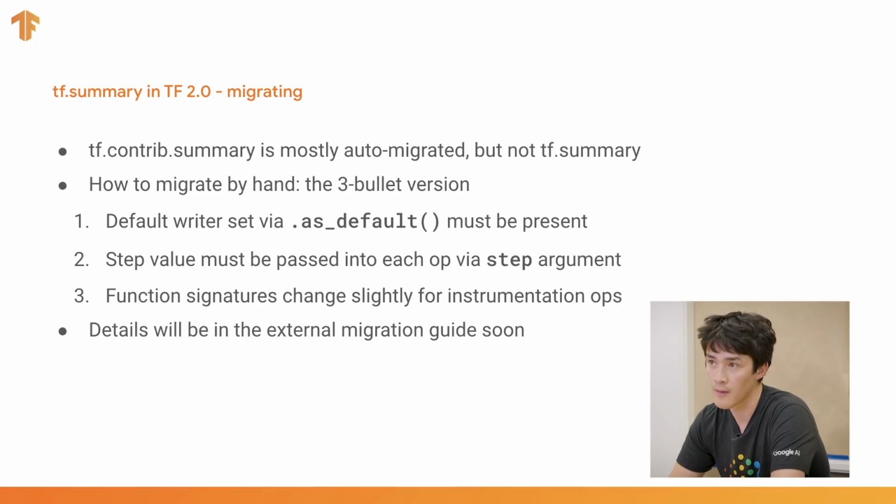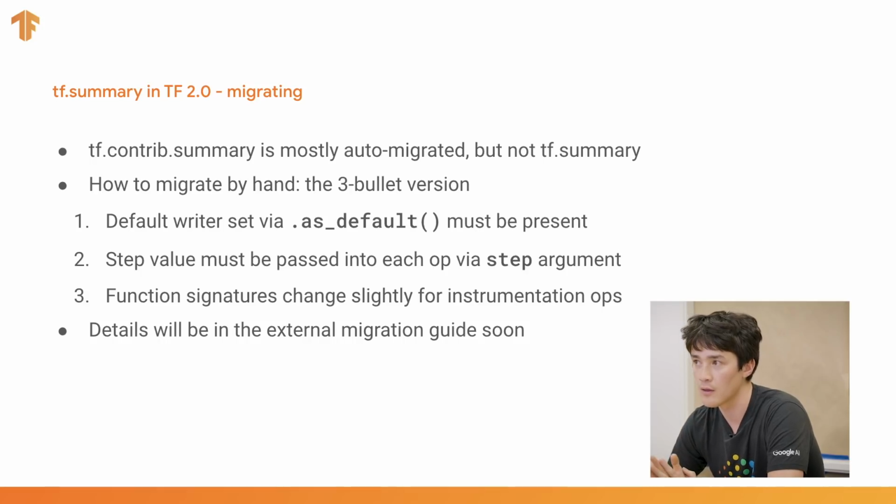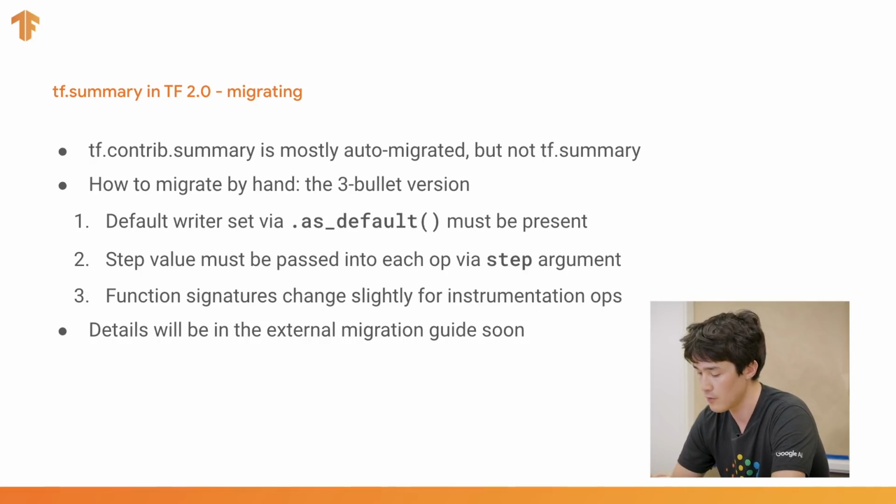And then the function signatures for the instrumentation ops like scalar and image have changed slightly. The most obvious thing being that they no longer return an output because they write via side effect, but also there are slight differences in the keyword arguments that won't affect most people, but it's something good to know about. And these details will all be in the external migration guide soon.